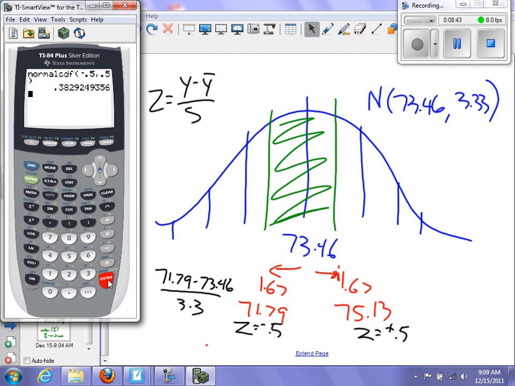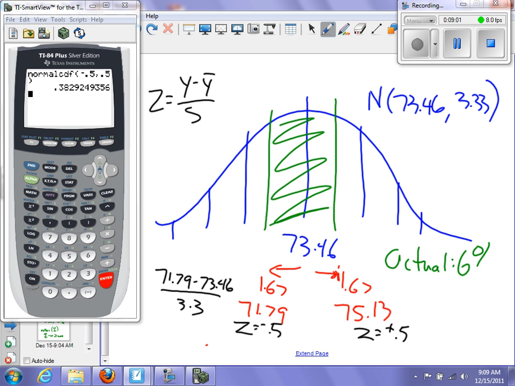There's 50 total participants. There's only three times that are falling within there. That is 6%. Right? 3 out of 50 is 6%. Okay? So I have actual is 6%, but my model says it should be 38%.